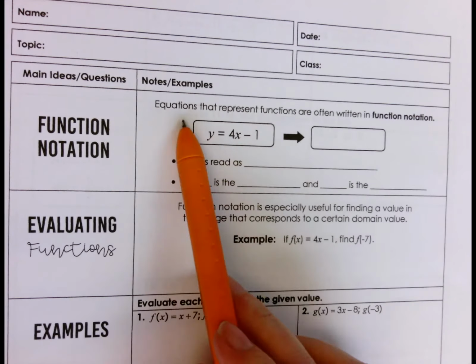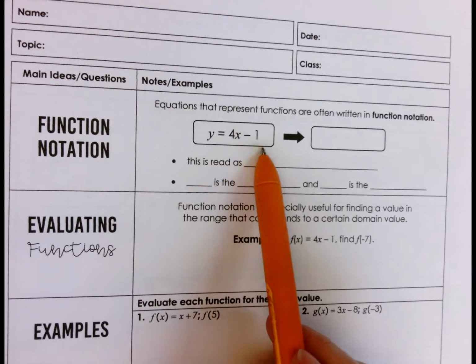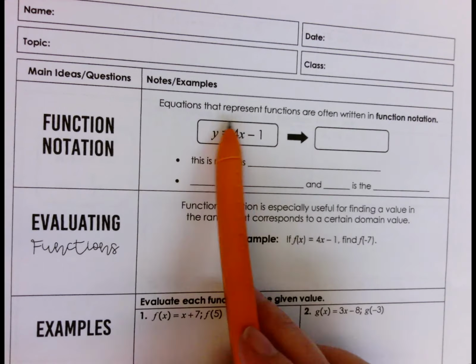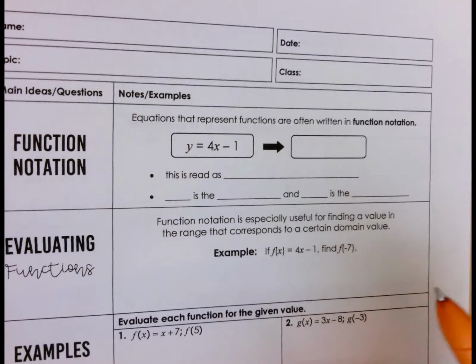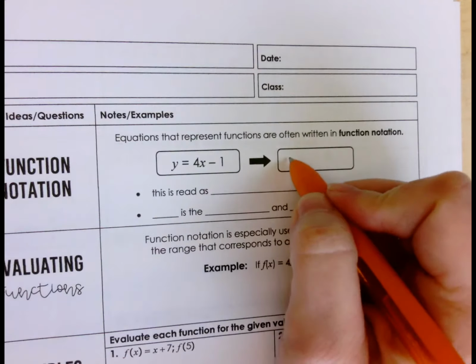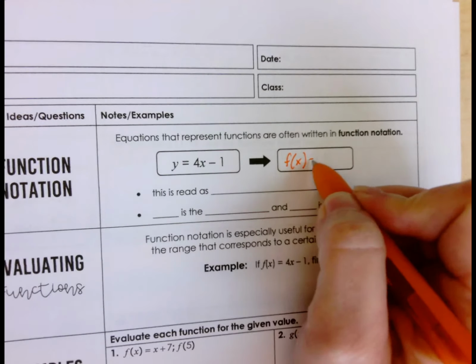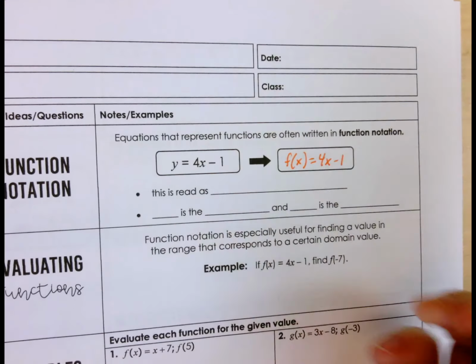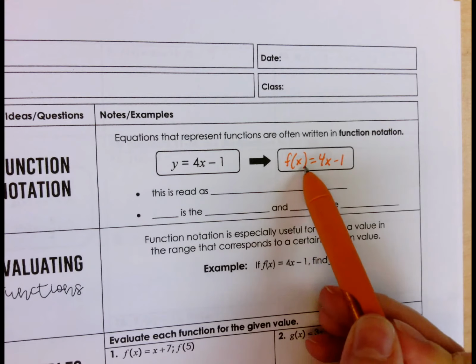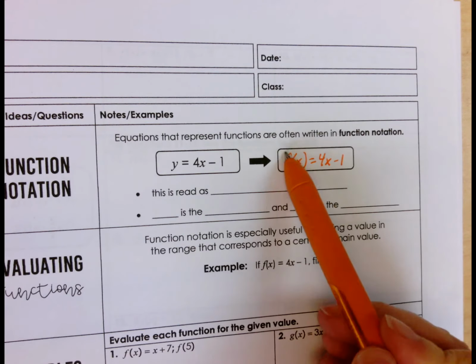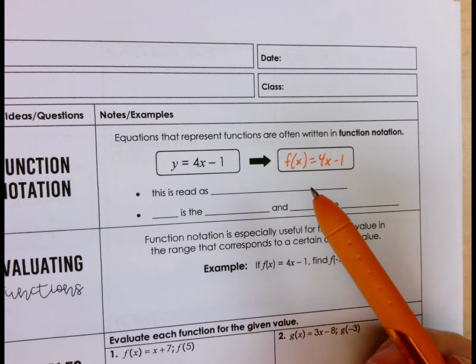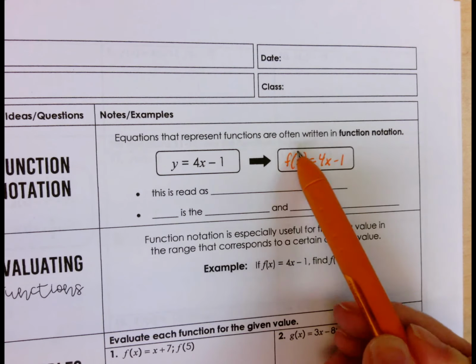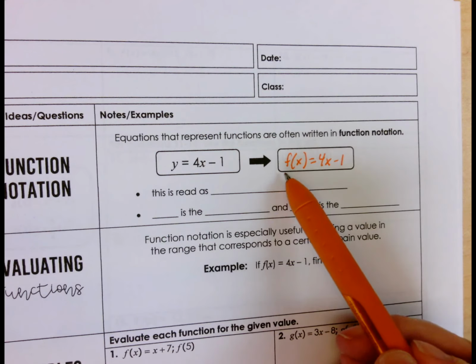Sometimes instead of writing it just as a regular equation, we write it as function notation. So this would be a regular equation, y equals 4x minus 1. Function notation means that we just take that y and we change it to f of x. F of parentheses x, close parentheses. F is the name of the function, so you could see it written as g of x or t of x or whatever the name of the function is. In this case, we're going to call it f.